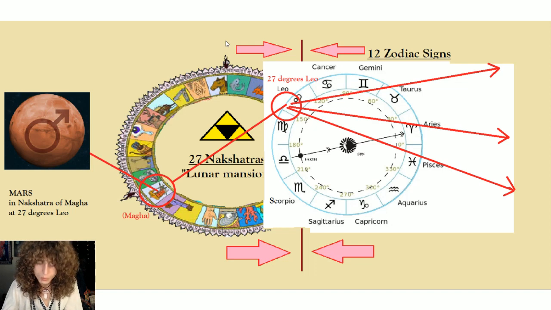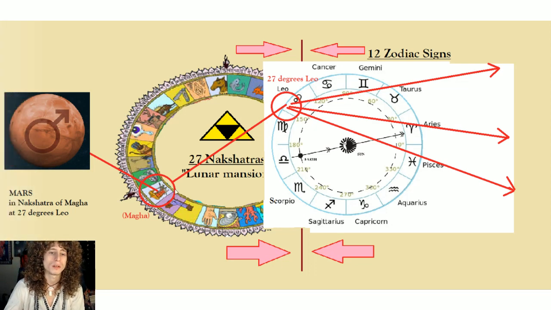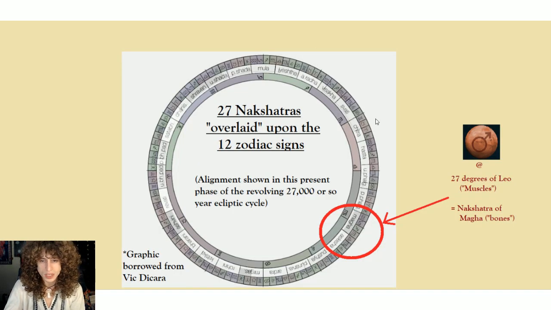Now, here we are showing that this Mars in the nakshatra of Magha, this is this little part right here. At the same time, this is the integration of the two wheels, right? Mars being in the nakshatra of Magha, and also being at 27 degrees of Leo. When you put them together, it looks like this. Mars, 27 degrees of Leo. It's kind of like the muscles, whereas the nakshatra is the bones.